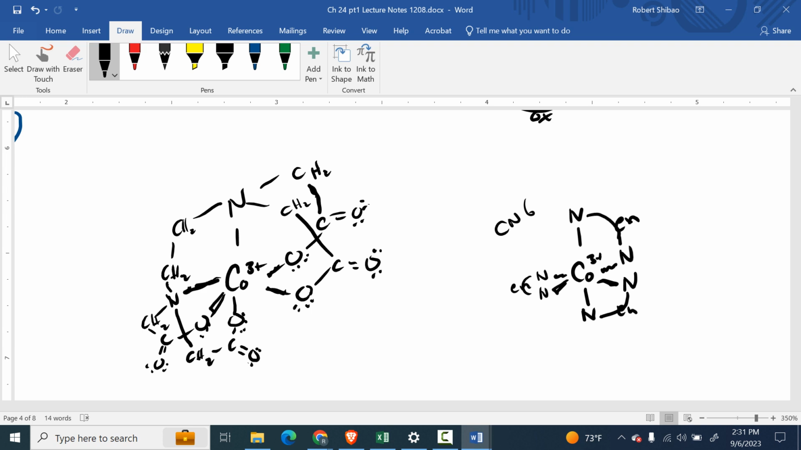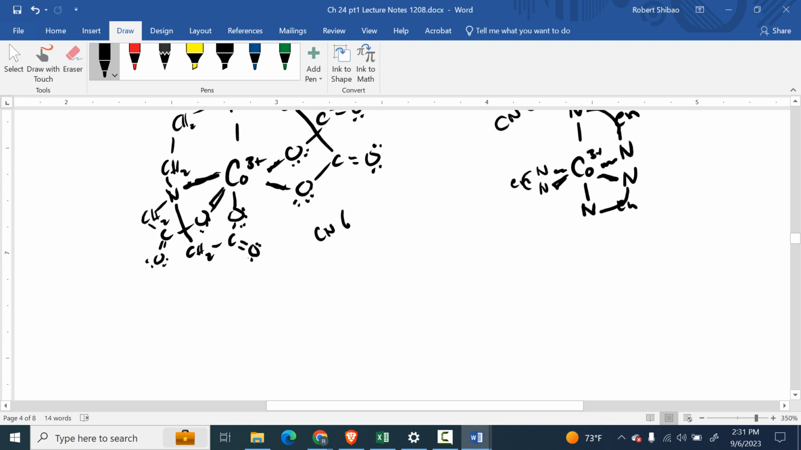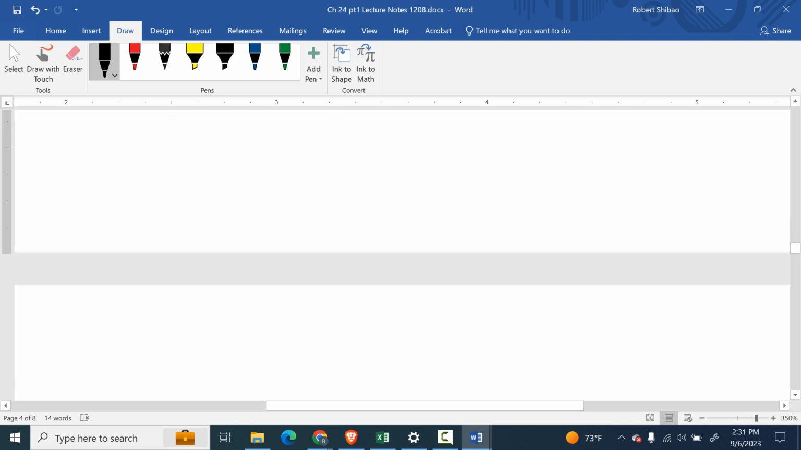This is 1 EDTA with a coordination number of 6 as well. And so I can fit in 2 bidentates and 2 monodentates, or 1 bidentate and 4 monodentates. There are different variations we can have of that. And so those are the ligands there.